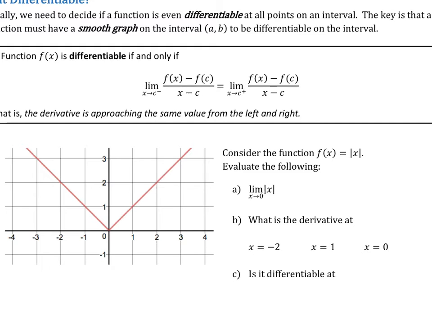So here's the absolute value function. Okay, a couple of questions. What happens as x goes to 0? Well, we're going to 0. The limit is 0. All right, so the actual value of the function is going to 0.